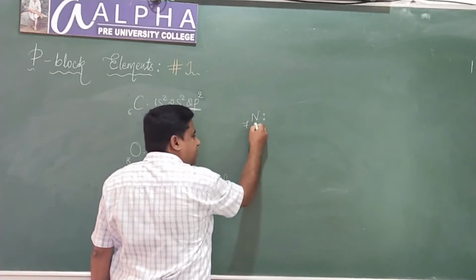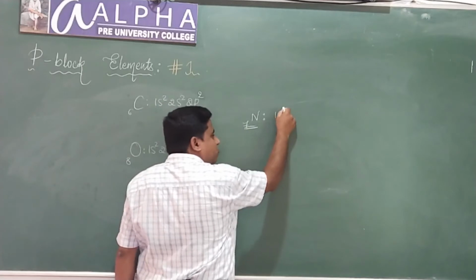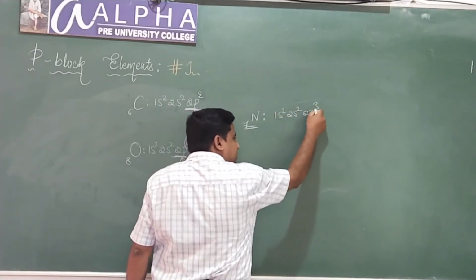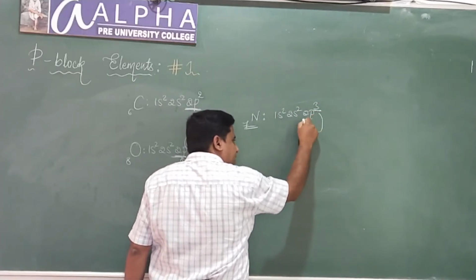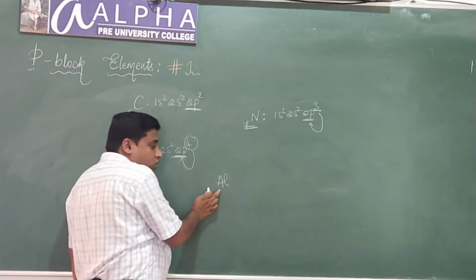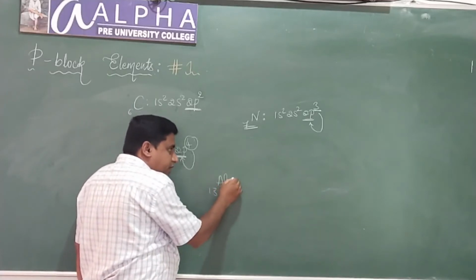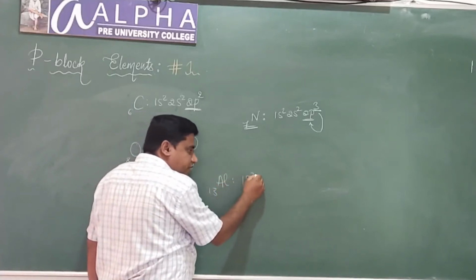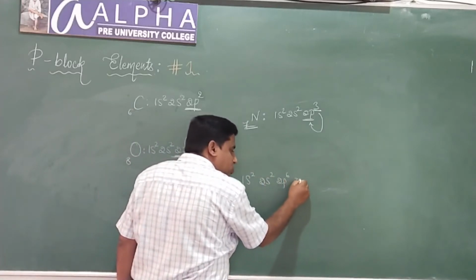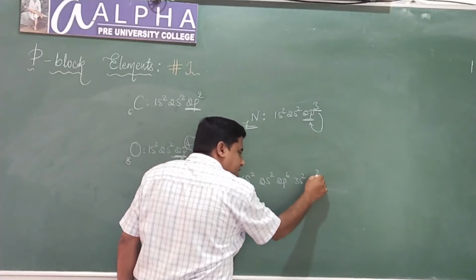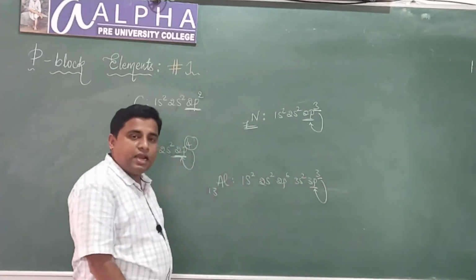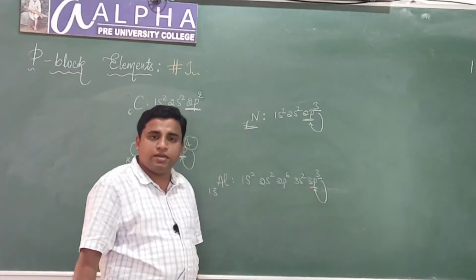Nitrogen's atomic number is 7. Its electronic configuration is 1s2, 2s2, 2p3. Look at the 7th electron. The 7th electron enters the last p orbital. What is the atomic number of aluminium? 13. Its electronic configuration is 1s2, 2s2, 2p6, 3s2, 3p1. Look here. The last electron enters the last p orbital.